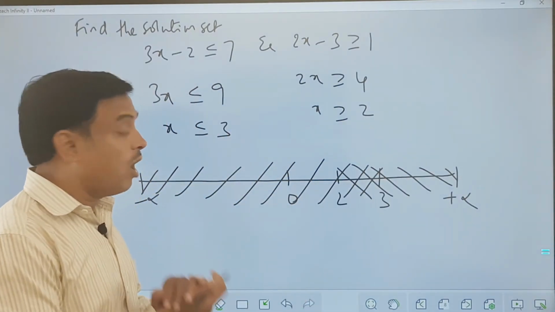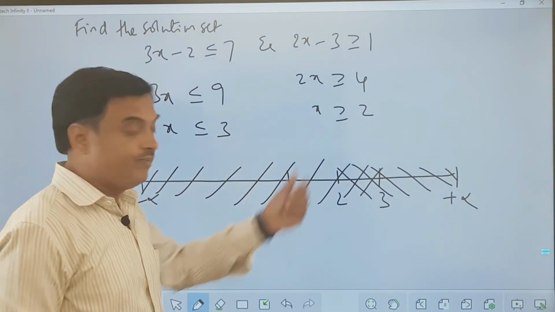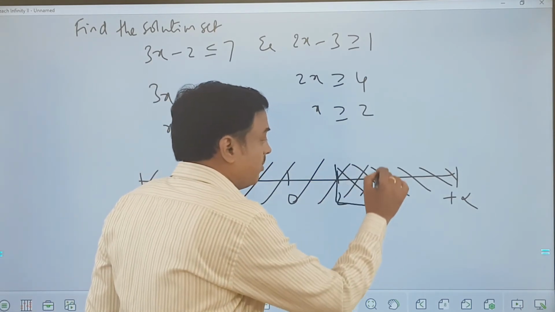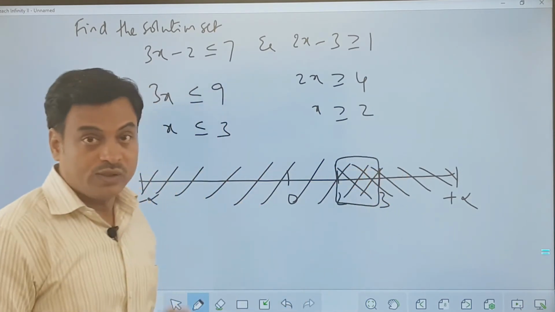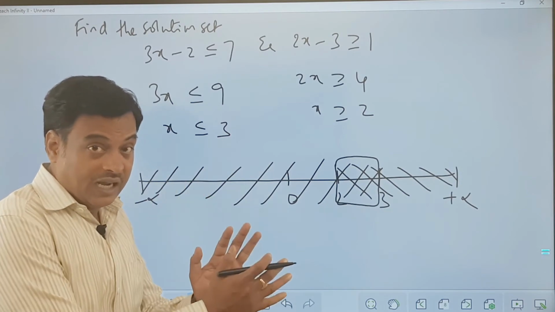Now tell me, what is the common graph when I plotted this and this? I got these values as common. Am I right or wrong? These values as common. So that is your answer. This is the common graph.